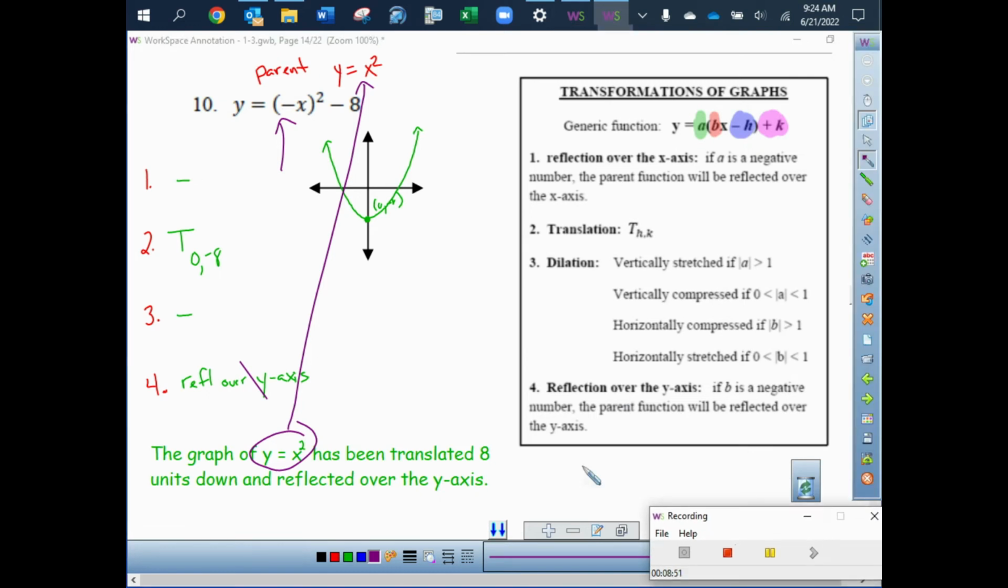I know we don't like writing the sentences. It's a big part of college algebra, and that's what we're prepping you for. So we'll write the sentence.